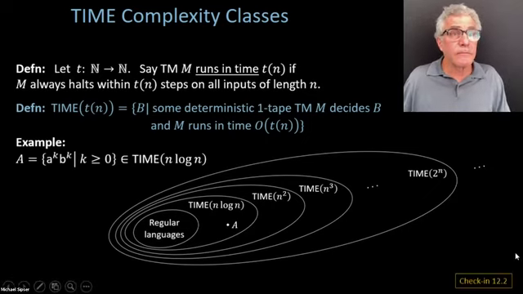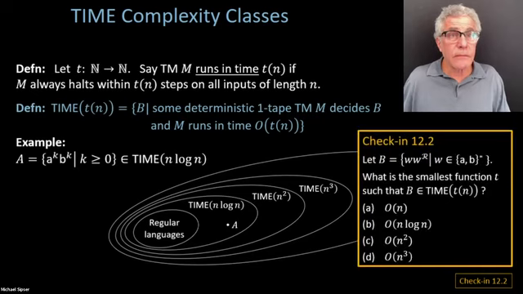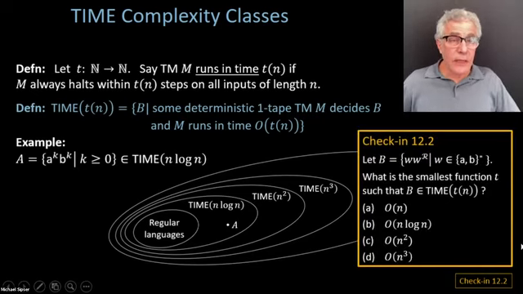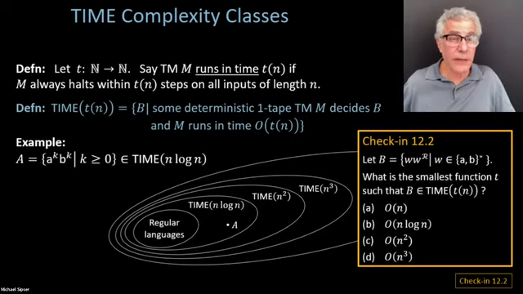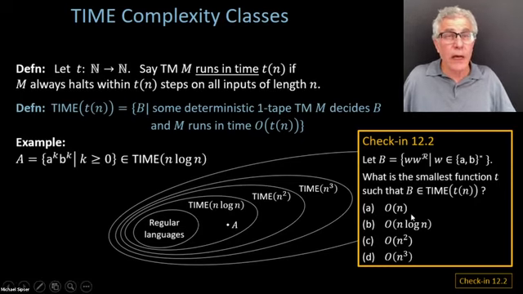Let's move on. Here's another check-in. This is a little bit of a check to see how comfortable you are with the notions we've just presented and whether you can apply some of the arguments that we've made to a new language. So take the language WW reverse, strings followed by themselves backwards. This language would be the even length palindromes, if you will. What's the smallest bound that you need to be able to solve that language B?